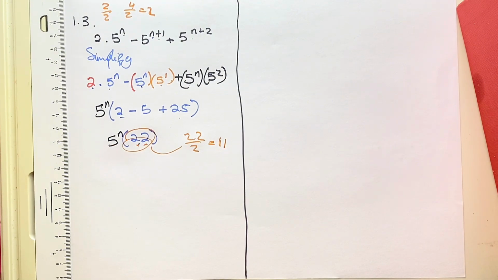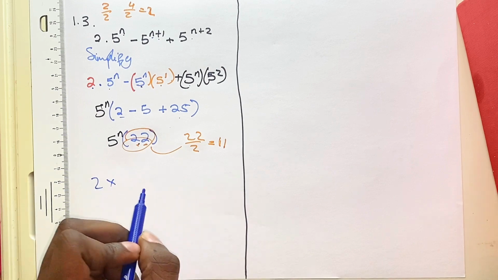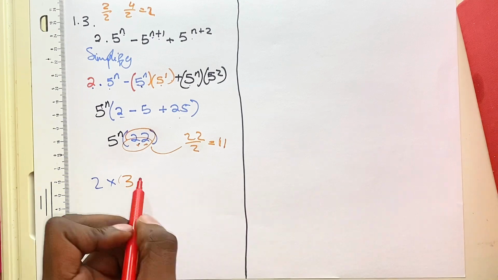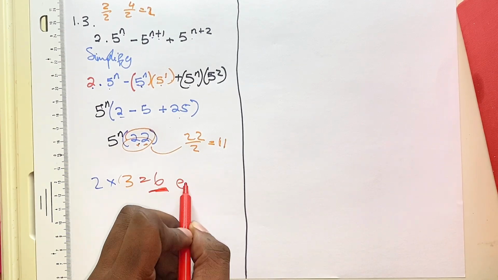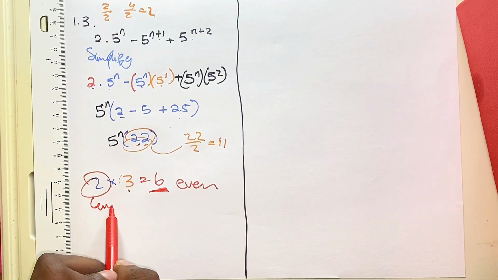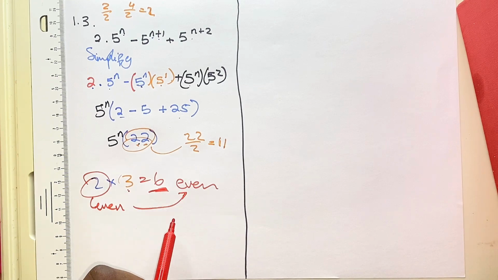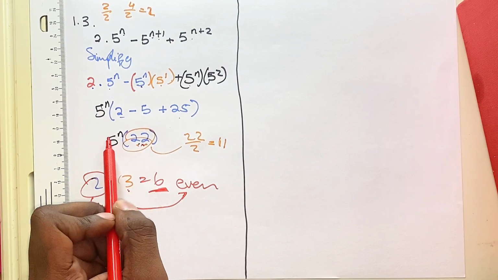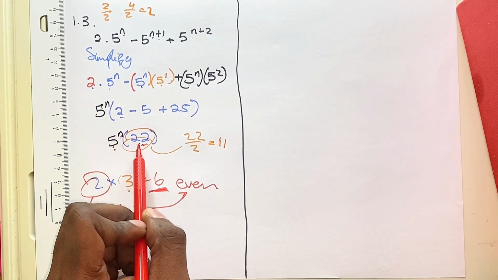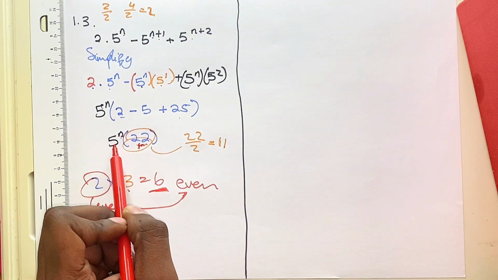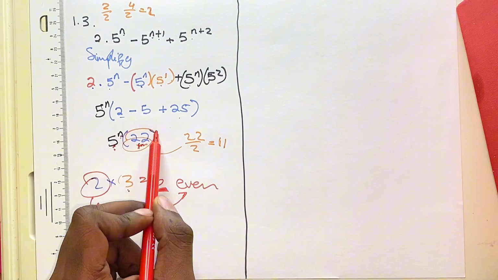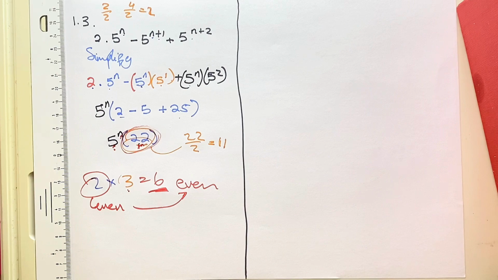That means that if we take 2, which is even, and multiply it by 3, which is an odd number, the answer gives you 6, and that 6 is an even number. So any number multiplied by an even number will give you an even number. So if this is an even number, whatever positive integer n is, as long as it is multiplied by this even number, it shows that our expression will be even for all positive integer values of n. Why? Because it is multiplied by an even number.